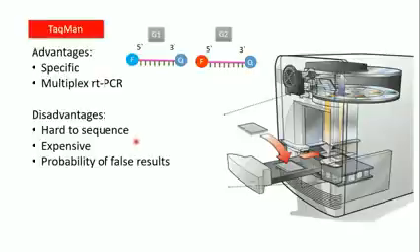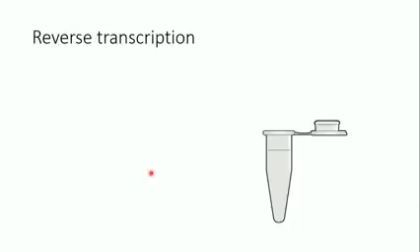Some of the disadvantages: it's hard to sequence because it needs to be highly specifically sequenced. So it's expensive. And there is a probability of false results, which is derived sometimes from the inability of the quencher to totally inhibit the fluorescence coming out of the fluorophore. Sometimes the quencher will not be so effective in inhibiting the fluorophore, which might give false results, but this is rare.